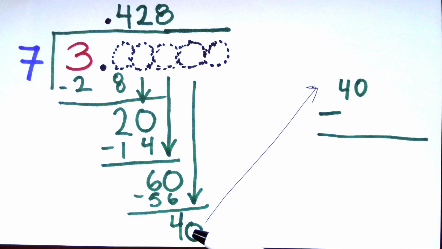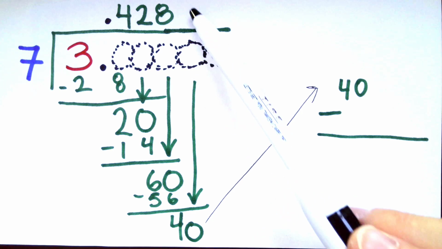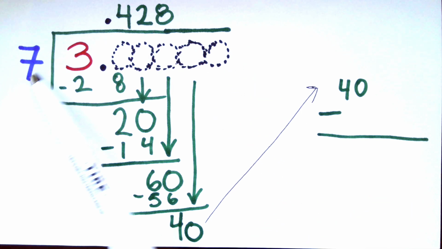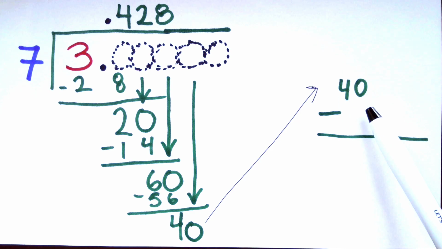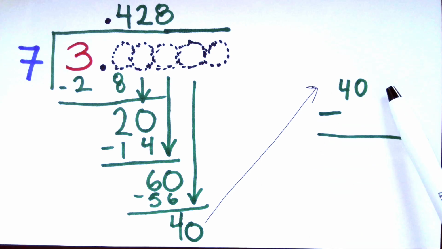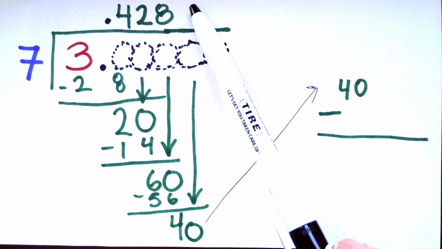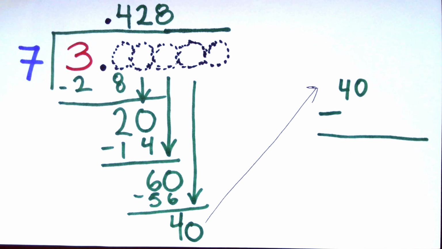Now, as you can see, I've run out of room here on my paper. I didn't plan ahead very well. So I'm going to bring up that value of 40. I'm going to subtract it by the next multiple of 7 that gets me closest to 40 without going over. I know 7 times 5 is 35. 7 times 6 is 42. 42 is too large. So 7 times 5 is 35. I'm going to use that and subtract 35 from 40.